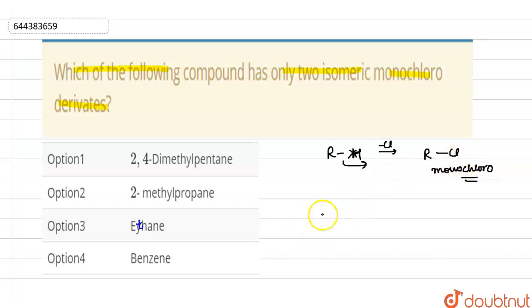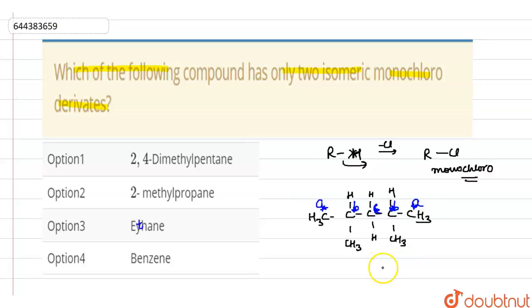So out of these options, the first option given to us is 2,4-dimethyl pentane. When we see the structure, here we have three types of carbon. These two carbons are the same, these two carbons are the same, and here also these carbons are the same. Let this be A, B, and this be C. So if we add chlorine, these A carbons are all the same.